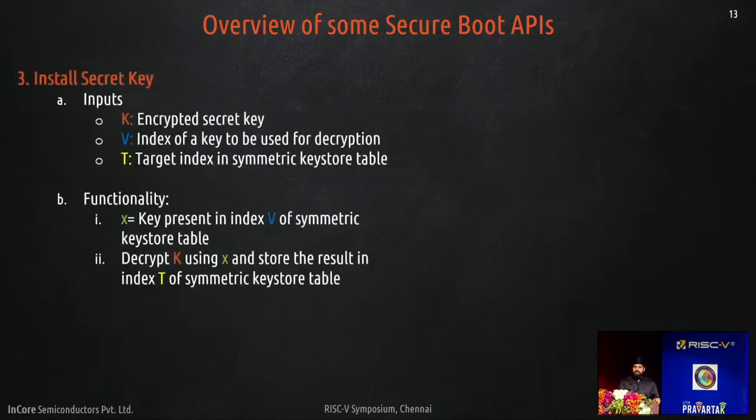The third is install secret key. Secret key is the symmetric key. So you would have an encrypted key that is provided. You would decrypt that encryption key using one of the symmetric keys that you have installed. So the only difference between the first and the third is that the first one was a public key, as in it was an asymmetric key algorithm, and here it is a symmetric key algorithm.